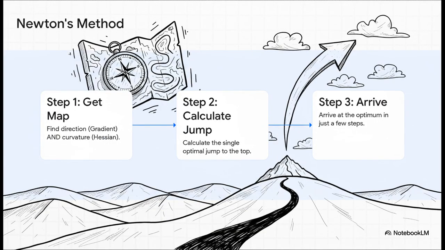Now, contrast that with Newton's method. Here, you use both the compass and the map. Because you use the gradient and the Hessian, you understand the actual curvature of the landscape. You don't have to take tiny little steps anymore. You can calculate the single perfect jump that will land you right on the peak, often in just a few tries. It's like the fog has completely lifted.